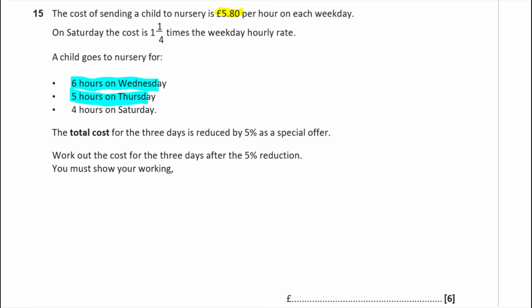But this one on Saturday is a bit more of a problem because the 4 hours on Saturday count at a higher rate. It's 1.25 times the hourly rate for the Saturday one. So what I'm going to do is work out the equivalent number of hours. So if I take my 4 hours that the child is at nursery on the Saturday and multiply it by 1.25, because that is the amount you have to pay extra, what's that going to be then?